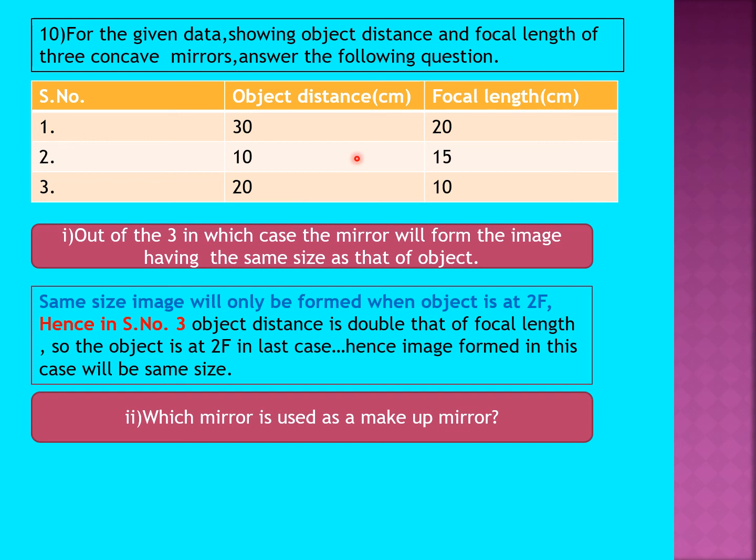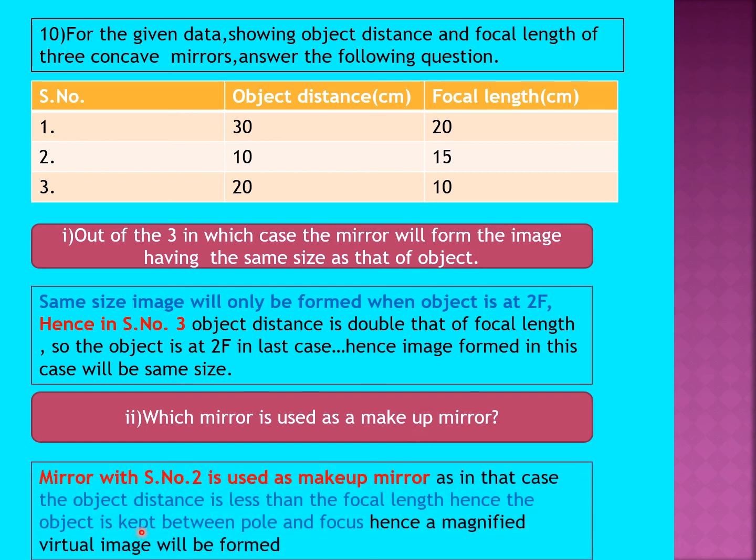But in serial number 2, the focal length was 15 and the object is at 10. That means this is that particular case. Keeping your object between focus and pole, you will get a virtual, erect and magnified image, and hence our purpose of a makeup mirror would be solved, right? So what is the answer? The mirror with serial number 2 is used as a makeup mirror, as in that case the object distance is less than the focal length. Hence the object is kept between pole and focus. So we get a magnified virtual image and hence the purpose would be solved.